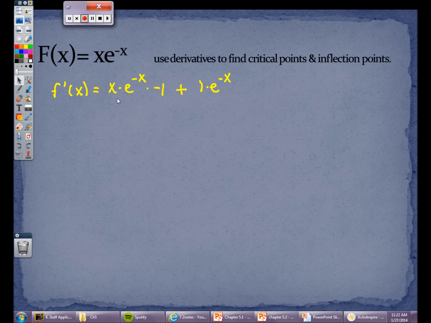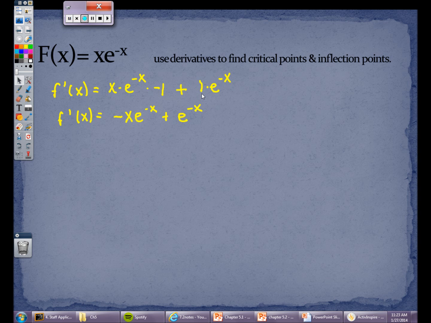You can see I have a chain rule when I took the derivative of e to the negative x. The derivative of negative x is -1. Plus, take the derivative of x, which is 1, and then leave the second function. This I can rewrite. So I've multiplied the x times the -1, and there's no need to put the additional 1 in front of the e to the negative x.